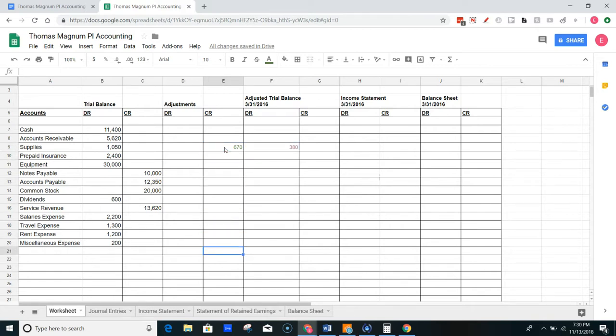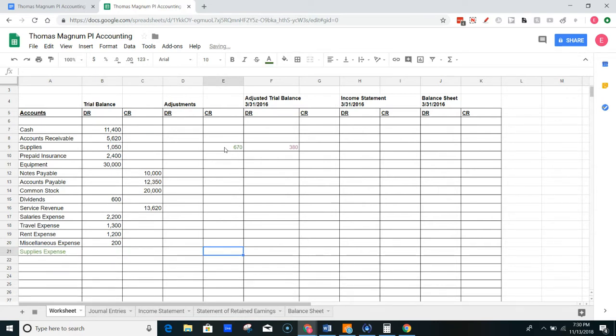Now I have to balance that out. How do I balance that out? Balance that out with my supplies expense, which is so often the case whenever we do one of these entries, right? An adjusting entry, expenses are almost always the thing that balances out our adjustment, right? You expense at the end of the month. I got 670 in my debit column here.